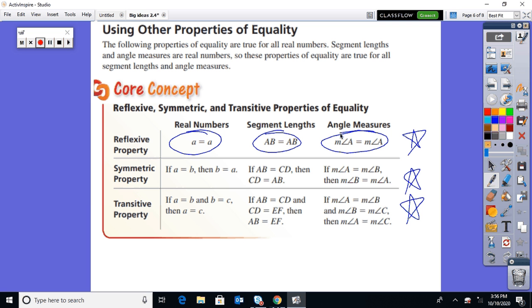a lot. Symmetric: when I have 2 different elements here, if A is B, then I can just reverse it and say B is A. It's good for segments and for angles. And then transitive is when you have 3 elements. You have A is B, B is C, so then I can link A with C. So the reflexive is just 1 element, symmetric is 2, and transitive property is 3.